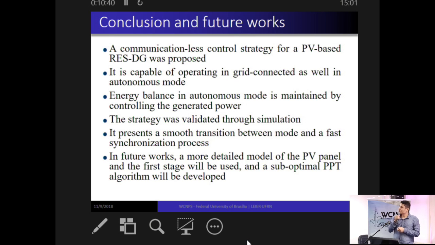In this work, a communication-less control strategy for a PV-based RES DG was proposed. It is capable of operating in grid-connected as well as autonomous mode, and the energy balance in autonomous mode is maintained by controlling the power generated in the renewable energy sources. The strategy was validated through simulation, and it presents smooth transitions between modes and a relatively fast synchronization process, about 0.5 seconds. In future work, a more detailed model of the PV panel at the first stage of the DG will be used, and we aim to develop a suboptimal power point tracking algorithm to integrate in this control. Thank you.